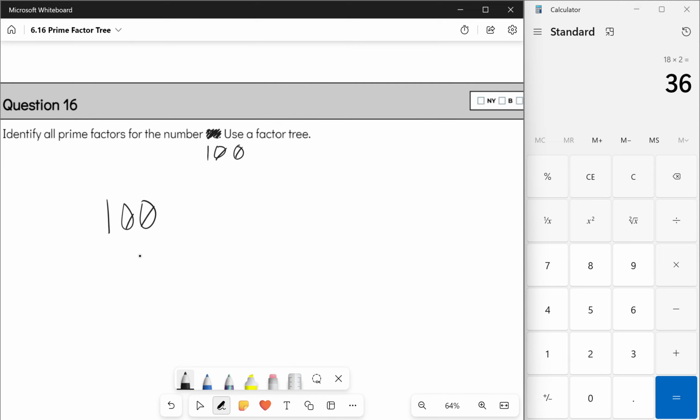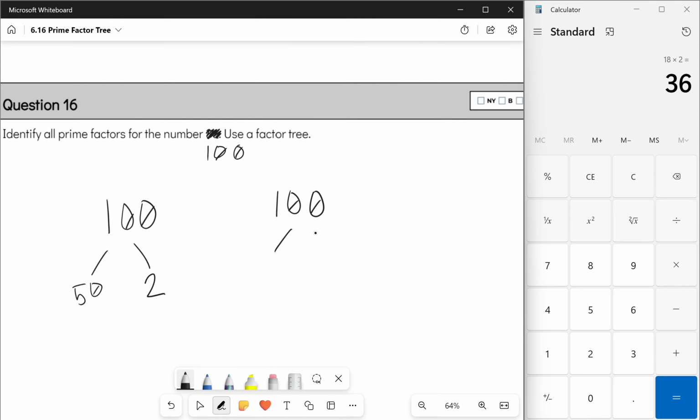Now, if you look to your side, your partner doing the same question might think of two different numbers. For instance, I might do 10 and 10 because 10 times 10 equals 100. But your partner might do 50 and 2. Let's do both of those just so I can show you that it doesn't actually matter.